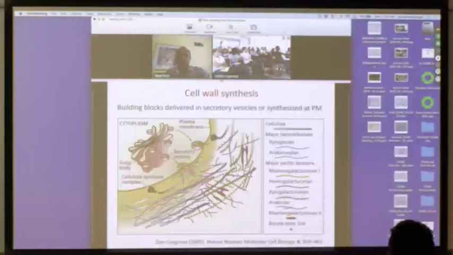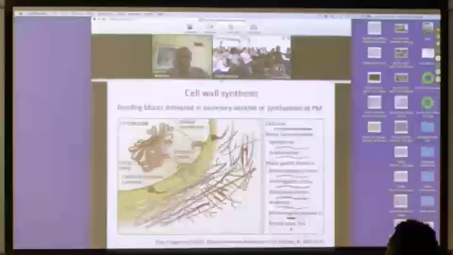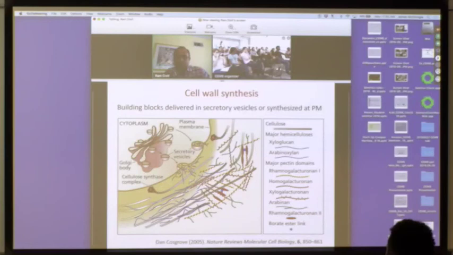The cellulose is synthesized by the cellulose synthase complex that is inserted in the plasma membrane. In contrast, the hemicellulose and the pectins are synthesized in the Golgi, and they have to be secreted by packaging them in little packets called vesicles that then need to fuse with the plasma membrane and dump their contents into the cell wall. And then somehow these have to be incorporated in the cell wall in the correct way to build the appropriate cell wall structure.